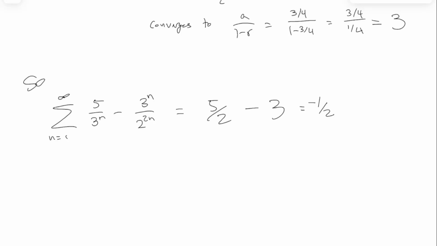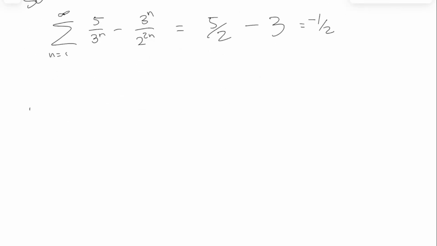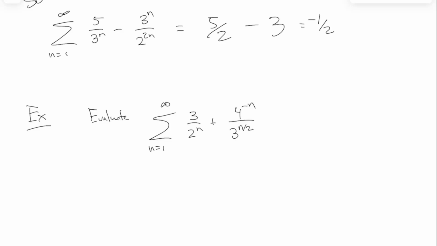I got one for you all to try. I hope that made sense. It'll take you a few minutes to work out all the details, but nothing too fancy. How about: evaluate the series, the sum of 3/2 to the n plus 4 to the -n over 3 to the n over 2. How you like that? See what you think.